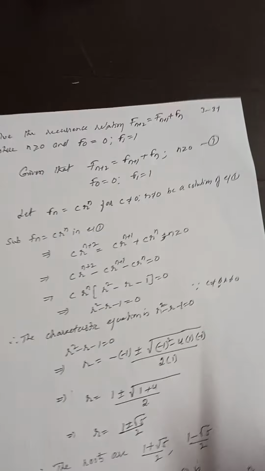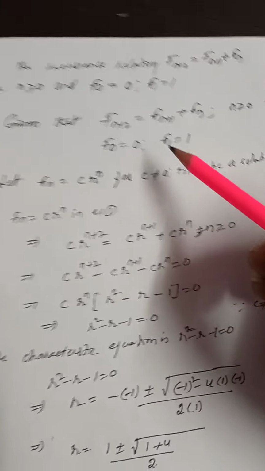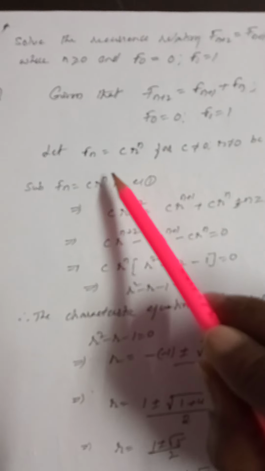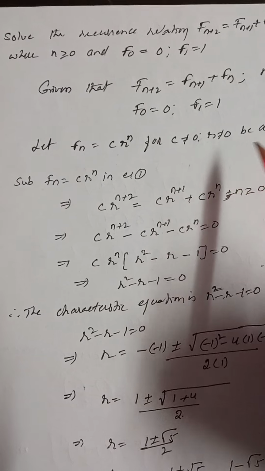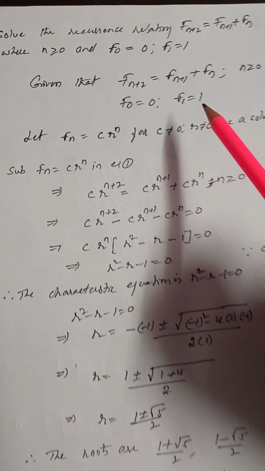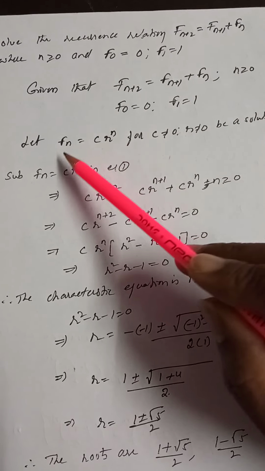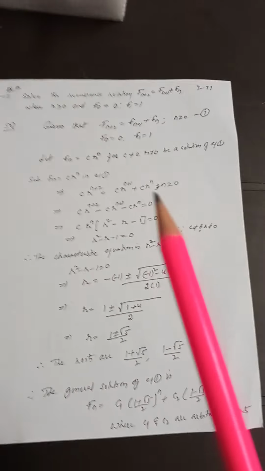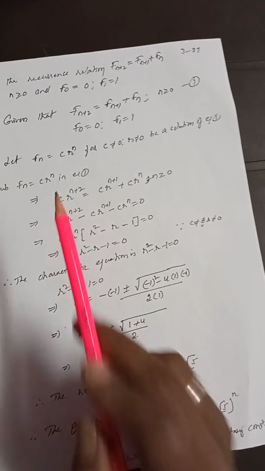Here one second order linear recurrence relation is given to you, but the notation is in f. Right? Now f_(n+2) is equal to f_(n+1) plus f_n, where n greater than or equal to 0. Initial conditions are f0 is equal to 0, f1 is equal to 1. Now let f_n is equal to c into r power n be the solution of the given recurrence relation. That means if you substitute f_n is equal to c into r power n in the given equation, it reduces to an identity. Same as in the case of the above problem, we are substituting those values.